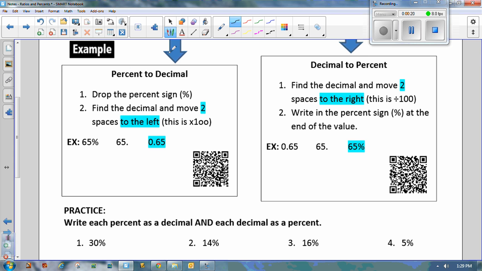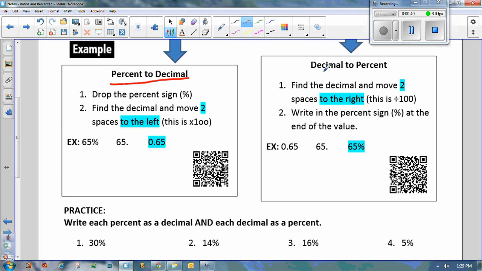So in this first box here is changing a percent to a decimal. In order to do so, we're going to simply drop the percent sign, find the decimal, and move it 2 places to the left. This is dividing by 100 because remember percents are out of 100. And here is the first example.